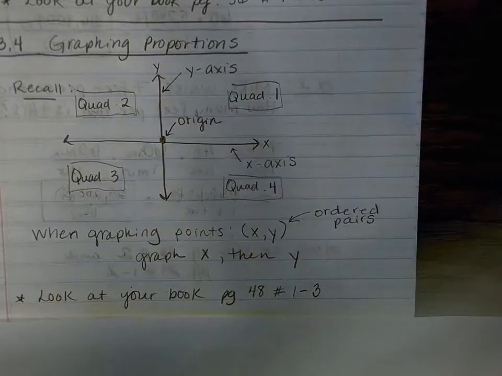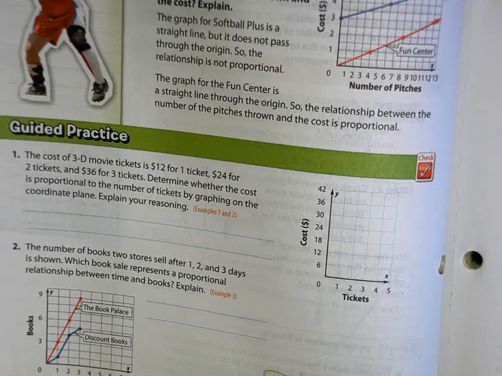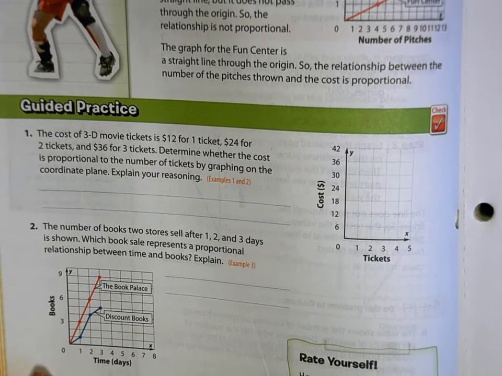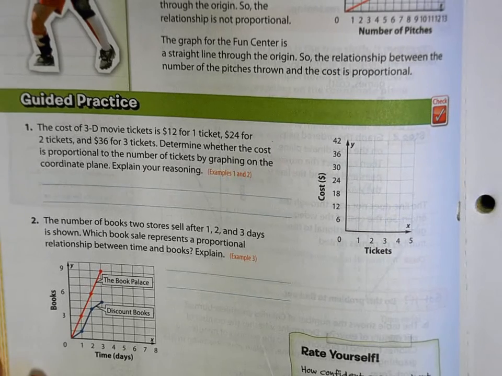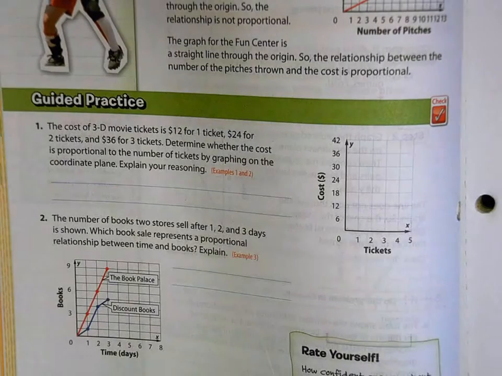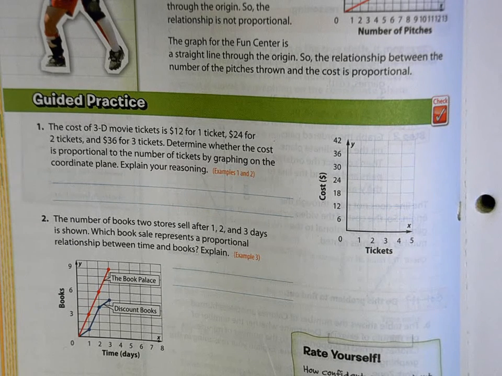Page 48, let's first look at number 1. Does someone want to read that one? It's about the 3D movie tickets. You want to read it, Paul Veer? Okay, make sure you guys are nice and quiet. Listen to Paul Veer. The cost of 3D movie tickets costs 12 for 1 ticket, 24 for 2 tickets, and 36 for 3 tickets. Determine whether the cost is proportional to the number of tickets by graphing on the coordinate plane. Explain your reasoning. Okay, let's circle stuff.